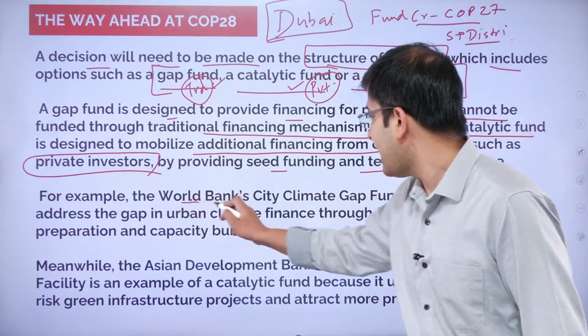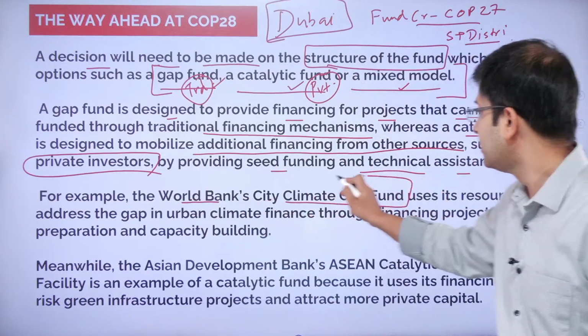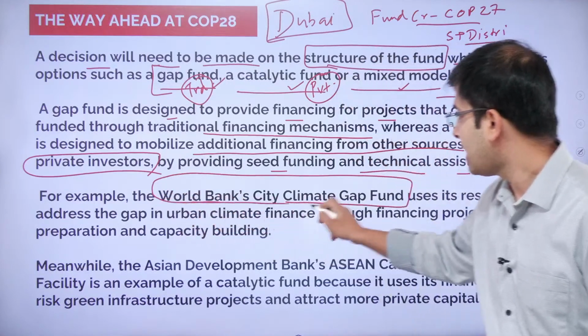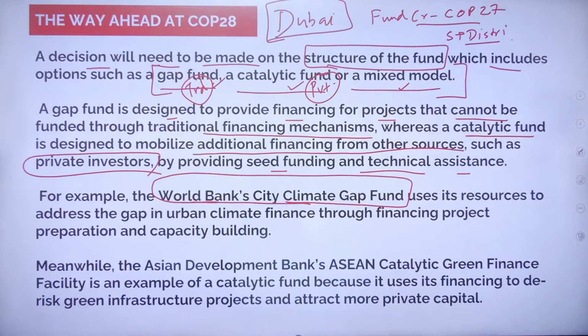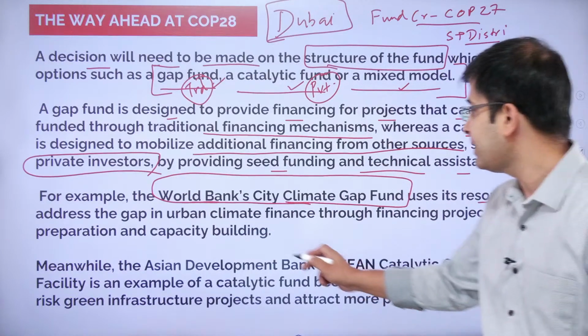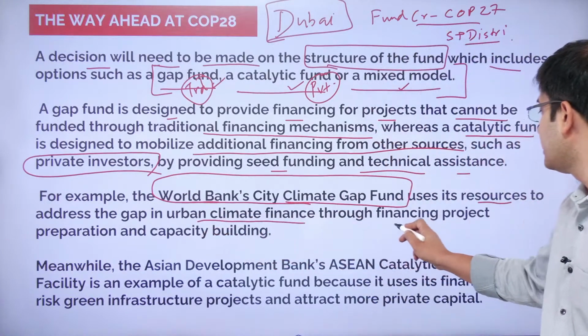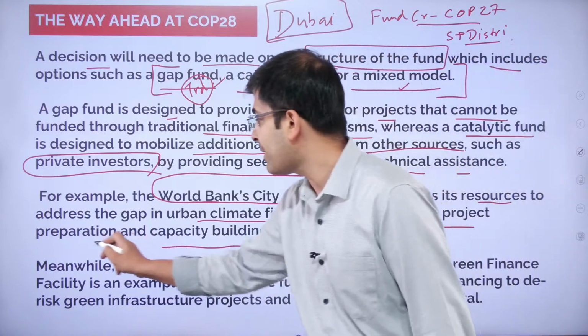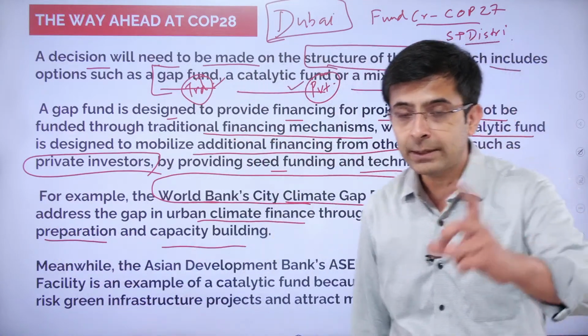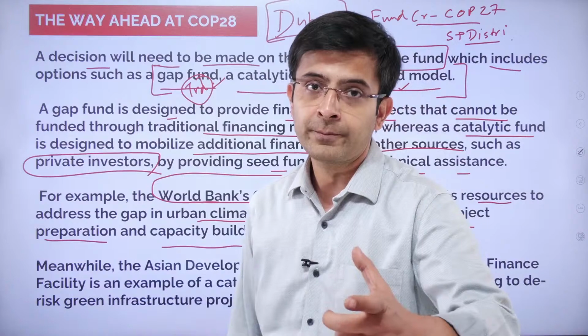Now, the World Bank's City Climate Gap Fund. Quote this example. For example, if the World Bank's City Climate Gap Fund uses its resources to address the gap in urban climate finance through financing project preparation and capacity building. Sectoral funds need to be created.